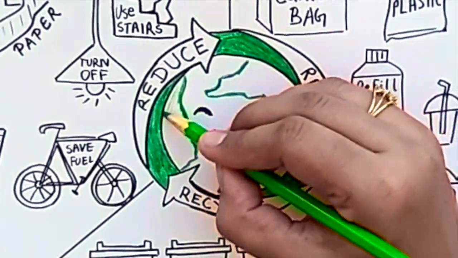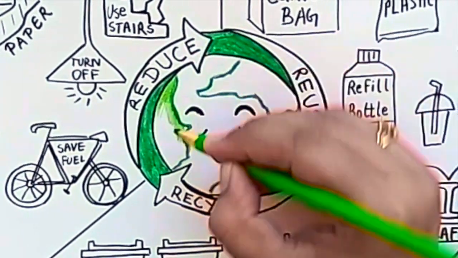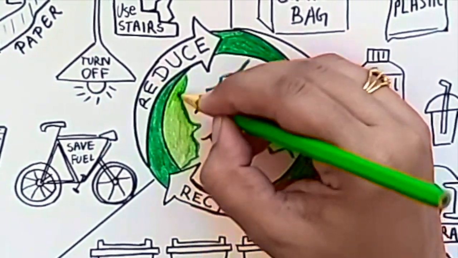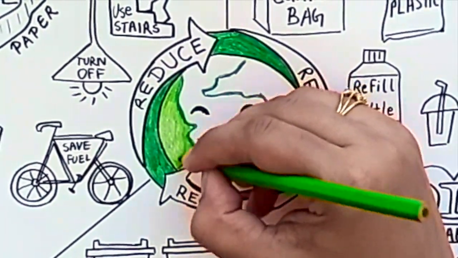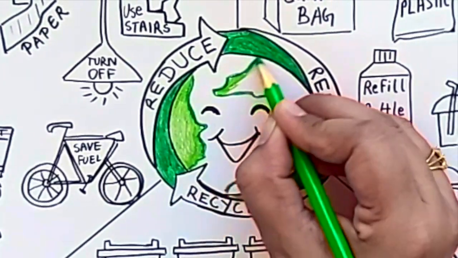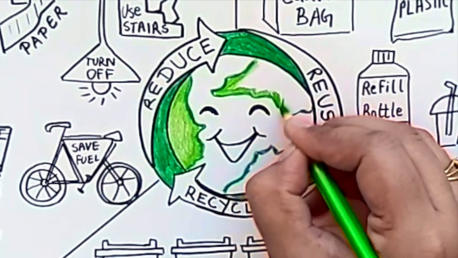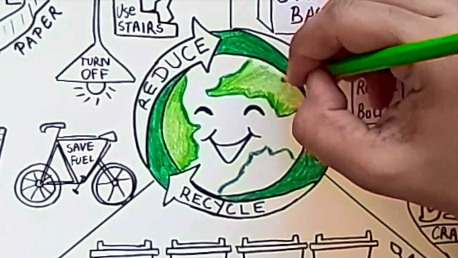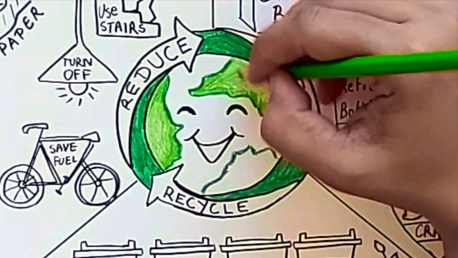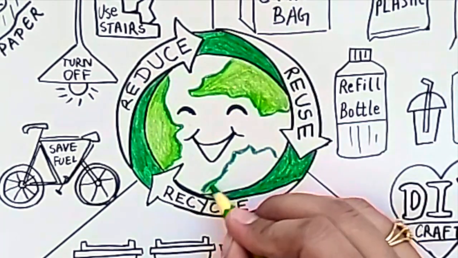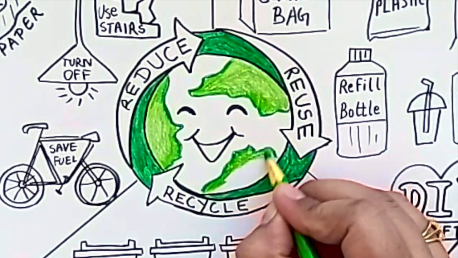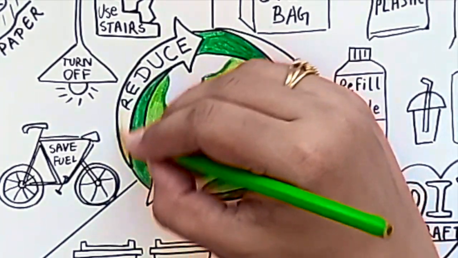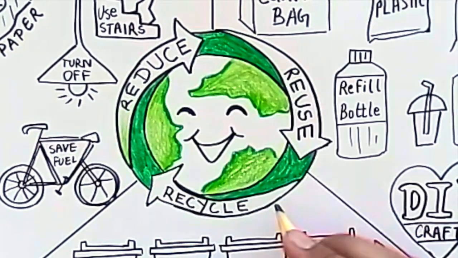Now I'll be using light green, and for light green also, on the edges I'm applying more pressure to color. When I go towards the circle, I'm applying less pressure to give it a gradient effect. This kind of shading really gives your main object in the entire scene a 3D effect. So these are the continents, and the same green I'll use to shade the arrows a little bit.